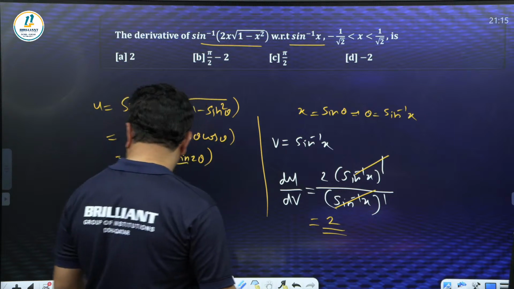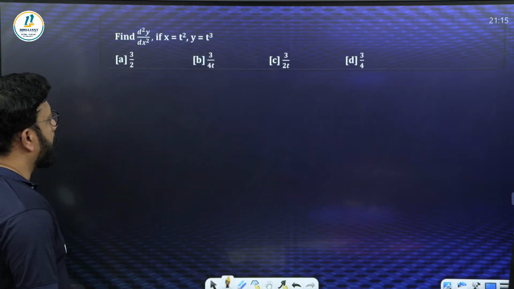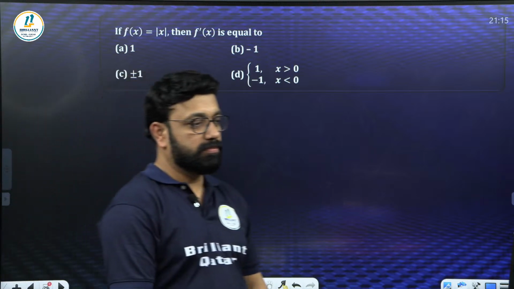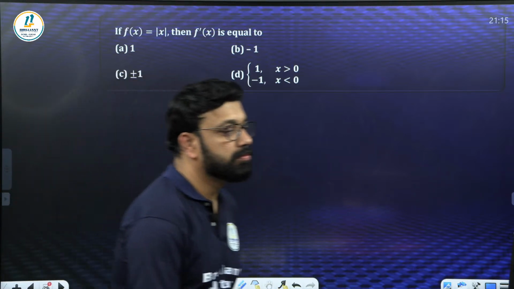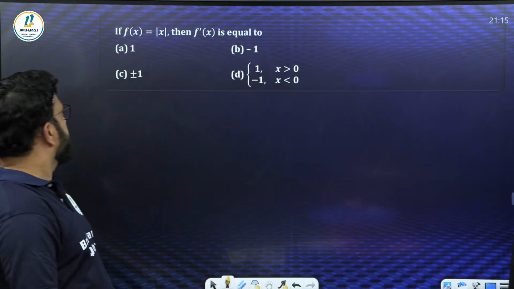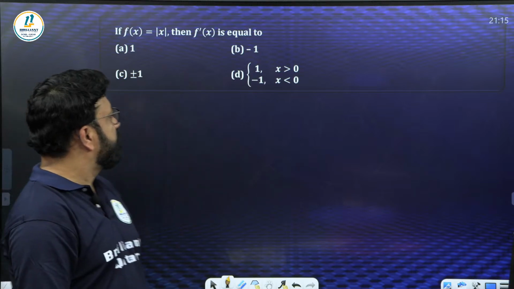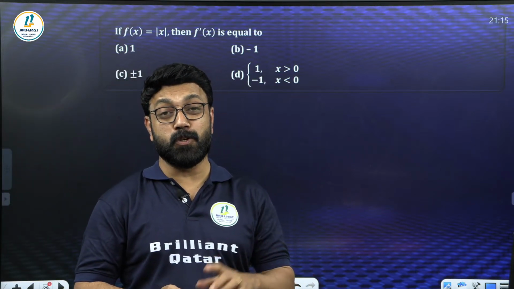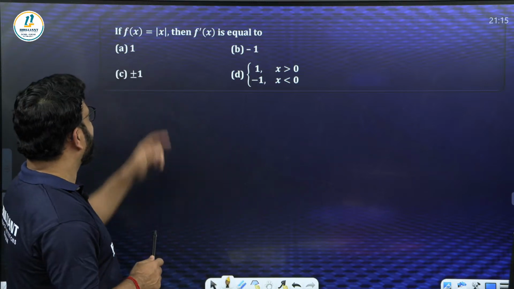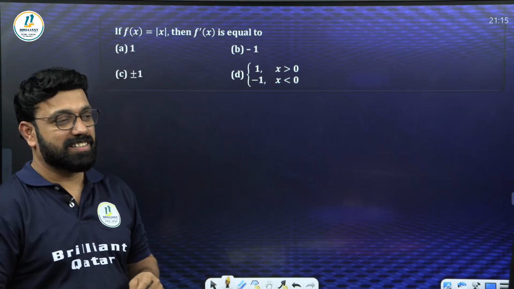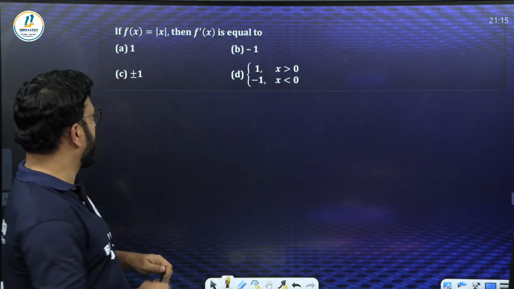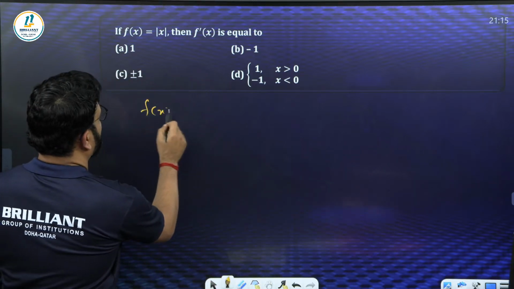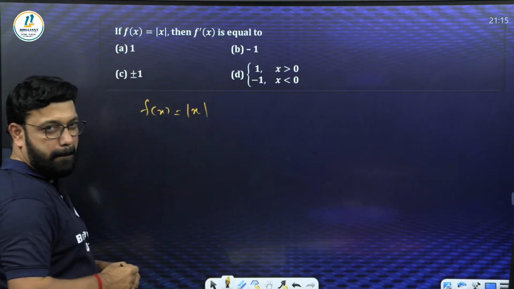See, a different question. Yes, this one is a different question. What's the next question? f of x equal to modulus of x, then f dash x equal to what? A different question, right? So, check that. f of x equal to modulus of x.